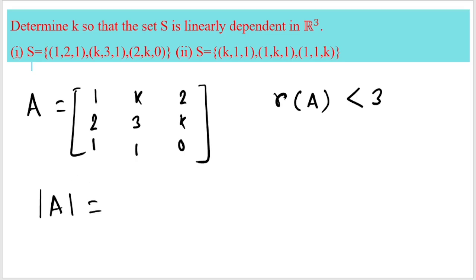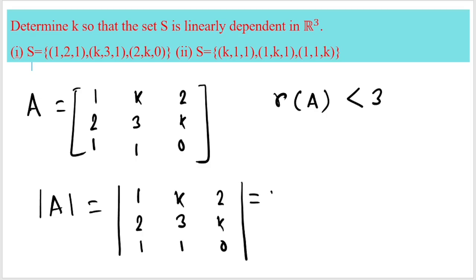Because if the determinant value were non-zero, then the rank would be 3. So we'll use this definition. Make the determinant value equal to 0 and then solve this.